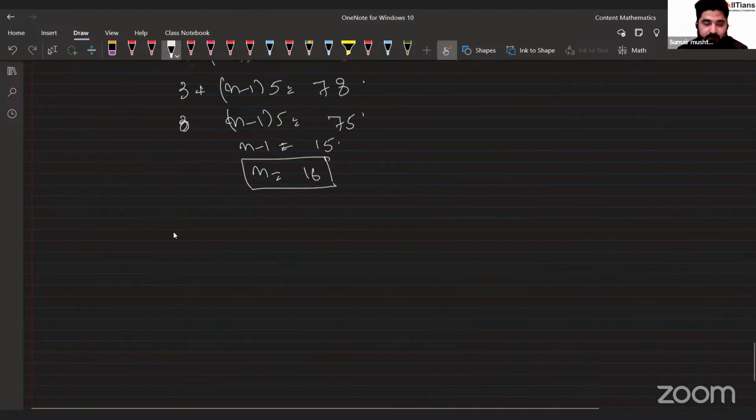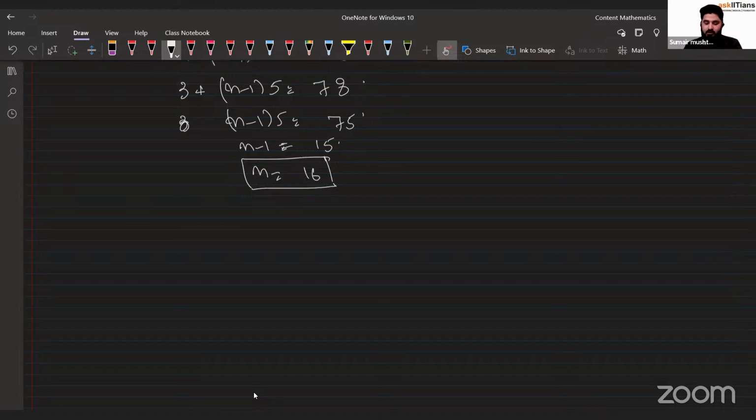Guys, I will tell you one thing. We can discuss the properties of AP, or you can just remember one thing. If I have an AP 2, 5, 8, 11, and so on, I have added 3 to every term. The common difference here is 3.